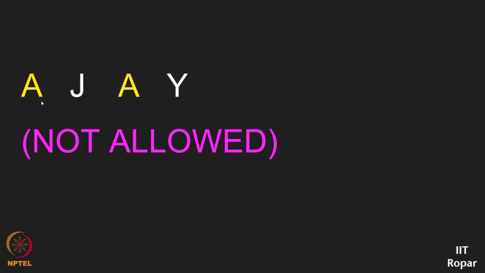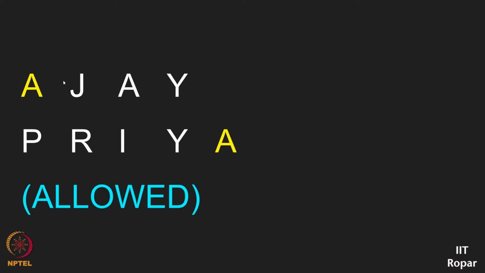See, you take a single name, Ajay. You have two letters A here and here. That is, here is a letter A and here is also a letter A. You cannot cross out these two; this crossing out is not allowed. What is allowed is you have an A here and you have an A in the other person's name. So you can cross out these two letters, and this is allowed.